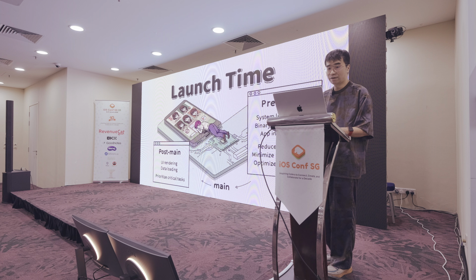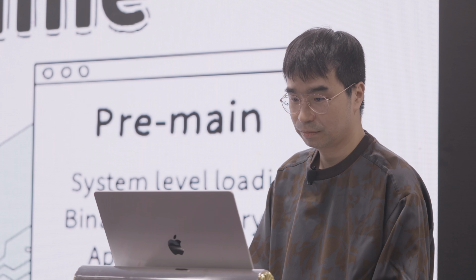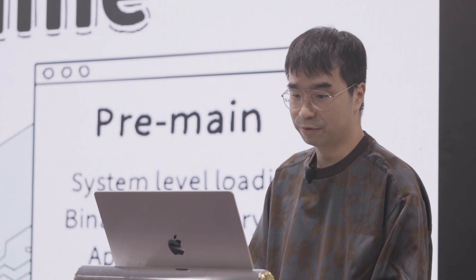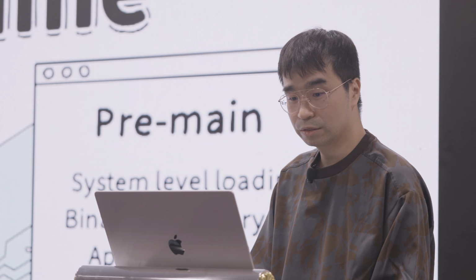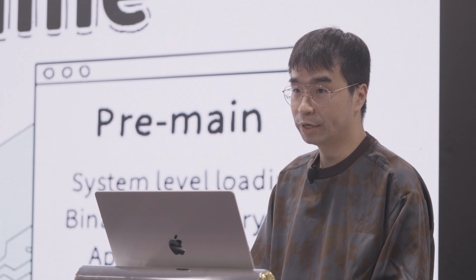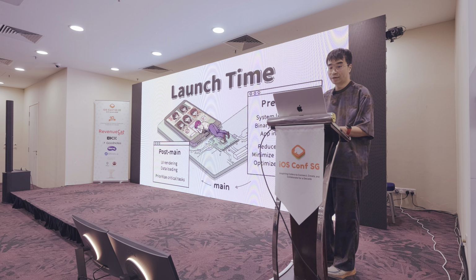Let's first understand launch time. Launch time has two main parts, pre-main and post-main. Pre-main happens before the main function. This is when the Mach-O file is loaded and the dynamic libraries are read. To optimize here, we can reduce the size of the Mach-O file and cut down the number of dynamic libraries.